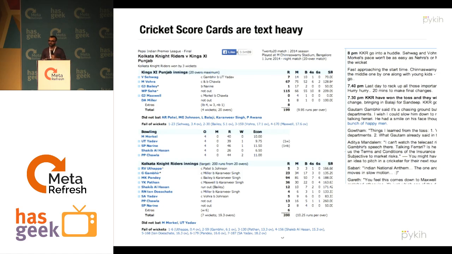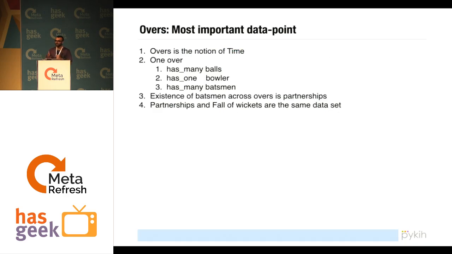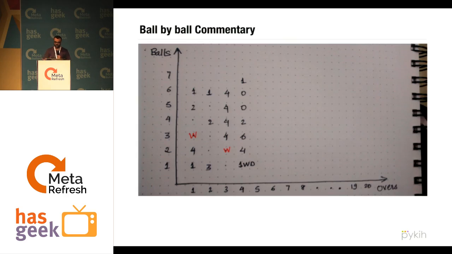This is a cricket scorecard, the ESPN Cricinfo scorecard. We broke it down by data, right? And then we started finding patterns in the data. You have overs, which is the notion of time. One over has many balls. One over has one bowler. One over has many batsmen. Existence of batsmen across overs is partnerships, right?